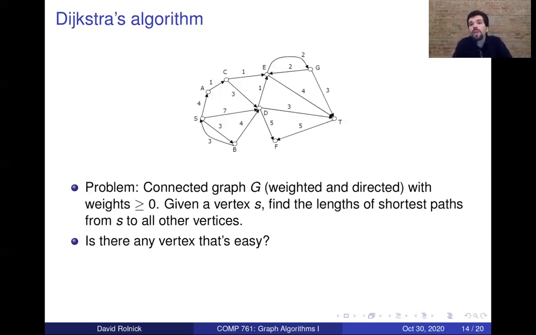A vertex that has only one path to it. Yeah, if there were just S and then T were just right here, and there were only one edge, then that would absolutely be the case. It's generally not the case to have something like that, but it would certainly be useful. So what can we have in general? Is there a vertex that's easy in general?